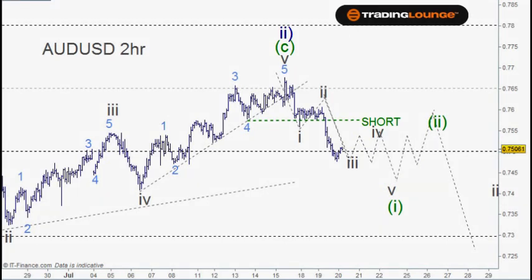Welcome to Trading Lounge and the European Forex pairs, but I want to start with the Australian US dollar today because we've been triggered in on the short trade, and I just want to go over it lightly. So look, if you've missed the trade, it doesn't matter, we're going to get another setup, okay?